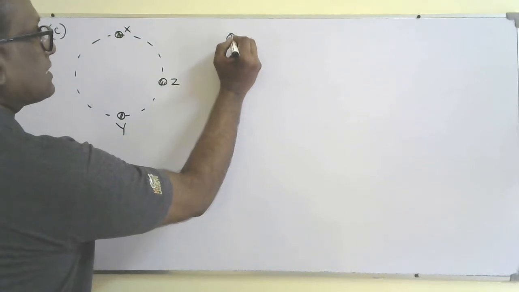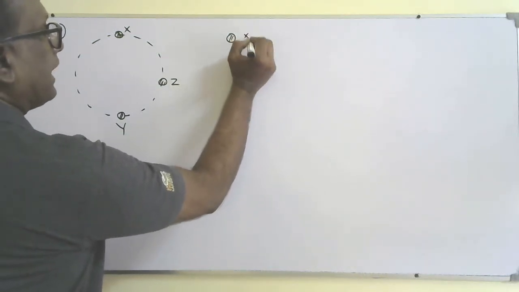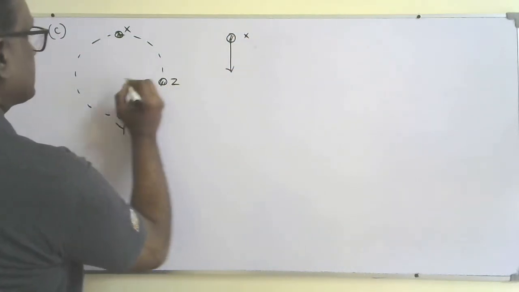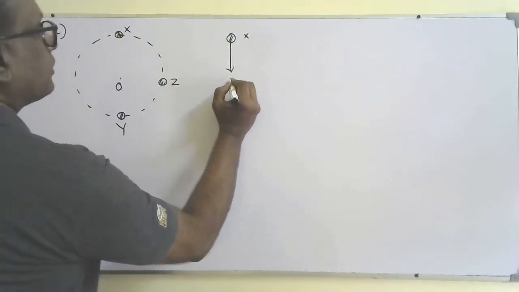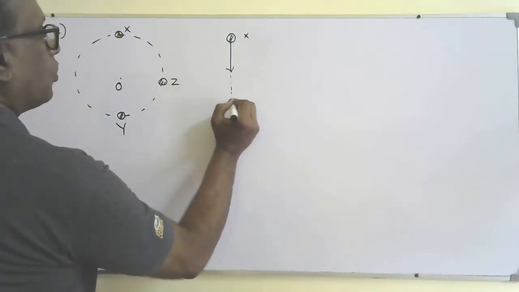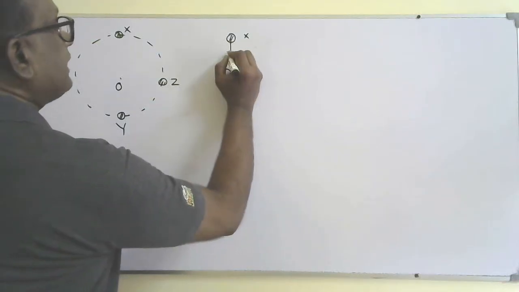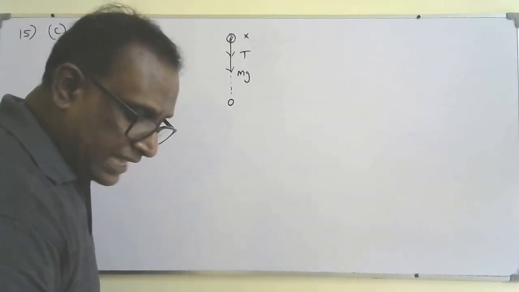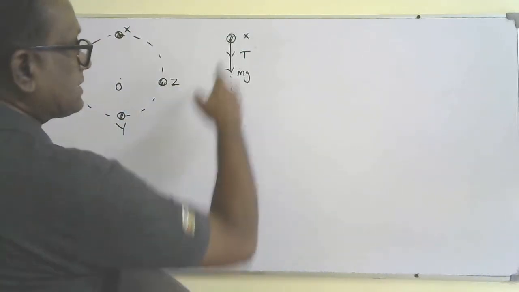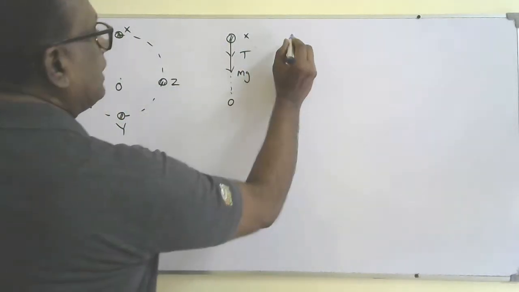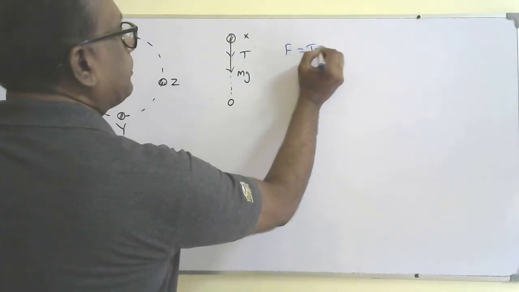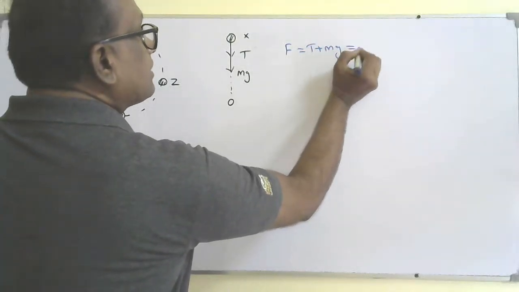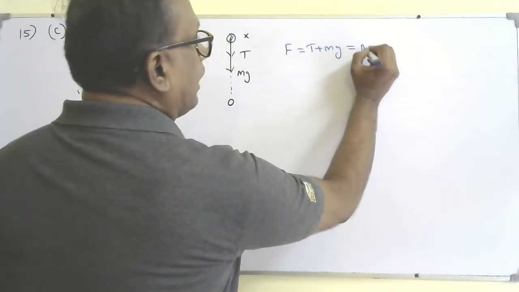When it is at X, the forces acting on it are the weight, which will act towards the center, O, and the tension, which also will act towards the center. So the centripetal force acting on the ball is the resultant force towards the center. That is, the centripetal force is T plus mg, which is equal to mv squared over r.